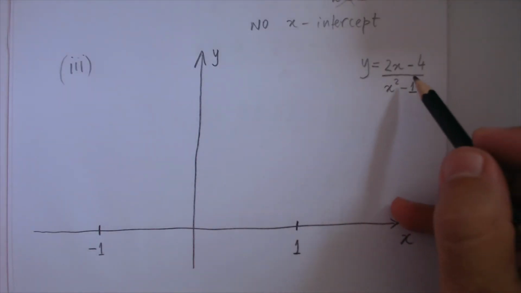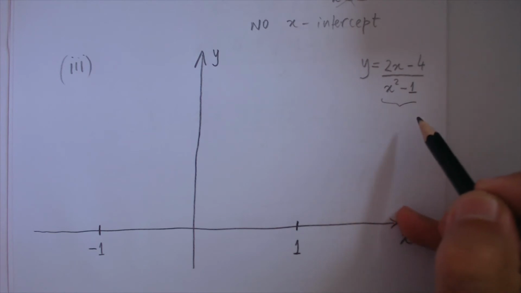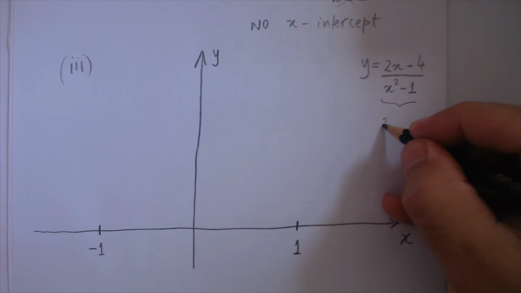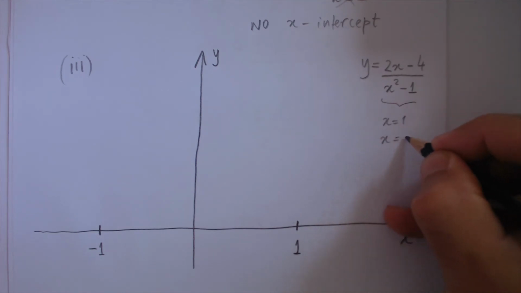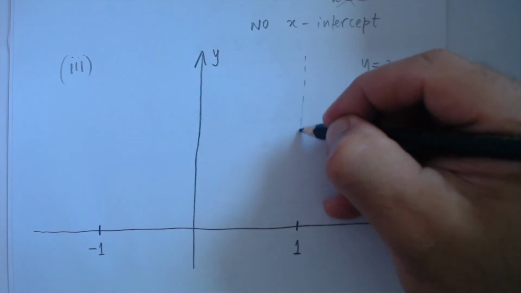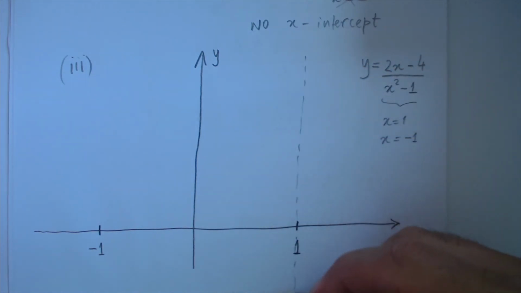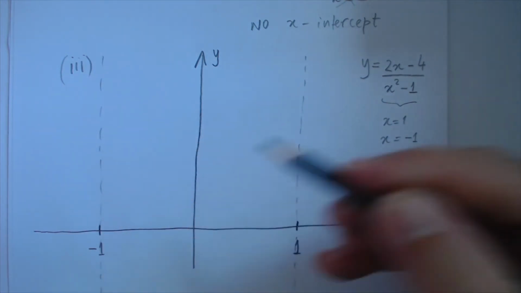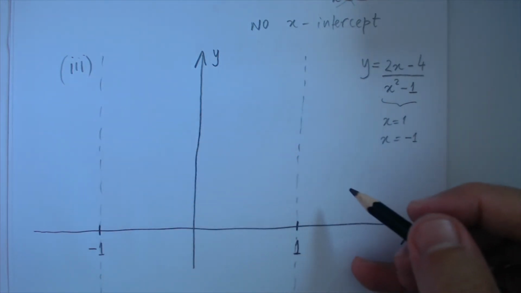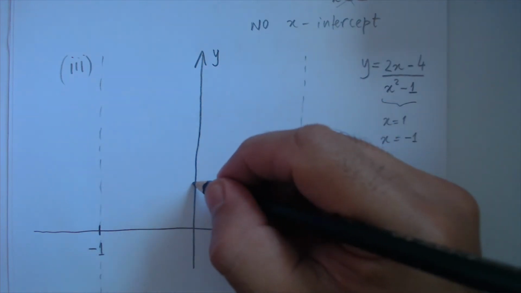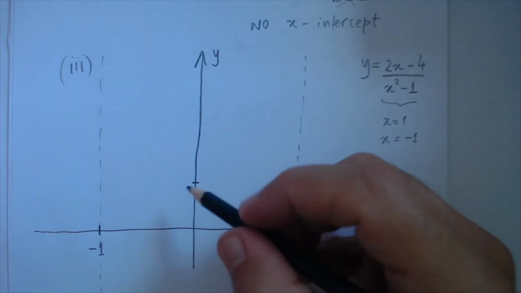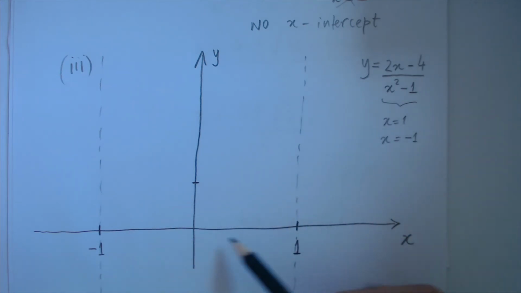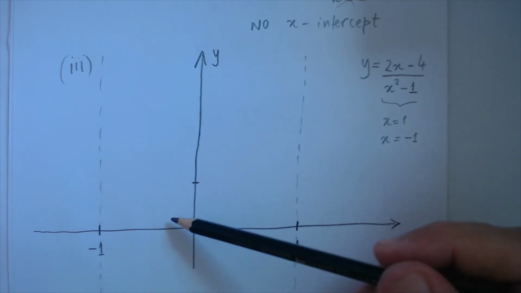So, looking at the expression of the function, it's possible to see that we have two vertical asymptotes at x equals 1 and x equals minus 1. Okay, so we have a vertical asymptote here, a vertical asymptote here. The y-intercept is at 0, 4. So let's say 4 is here. And then, as the function has no x-intercept, the whole of the function is above the x-axis.